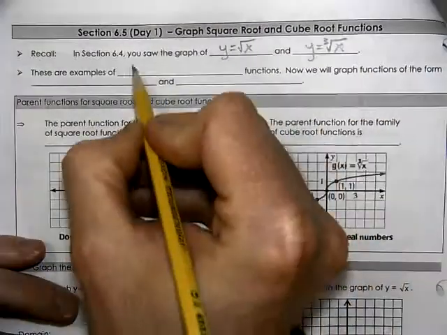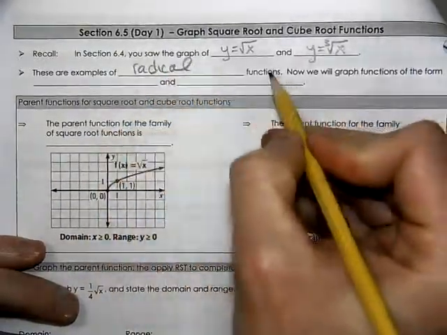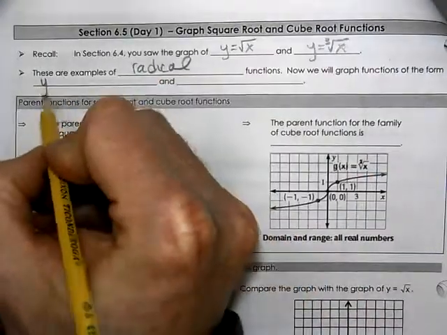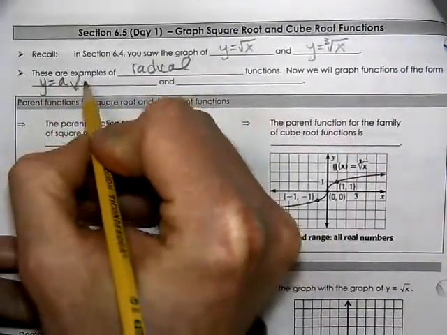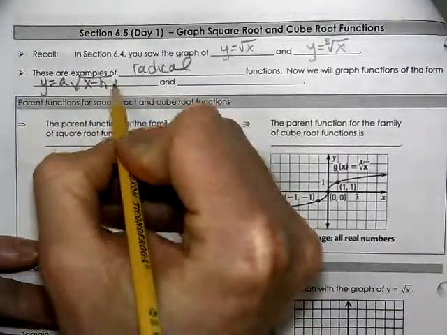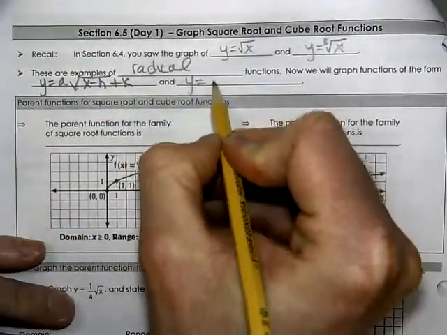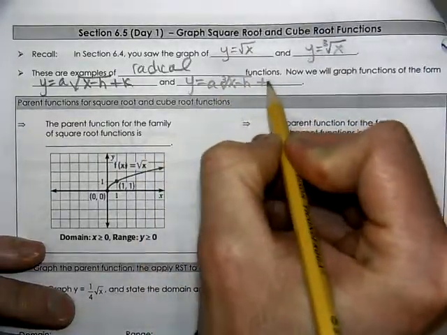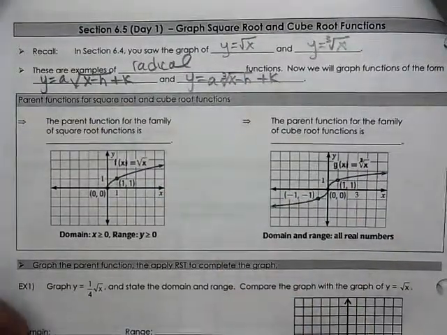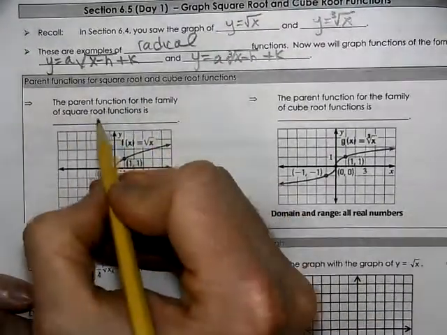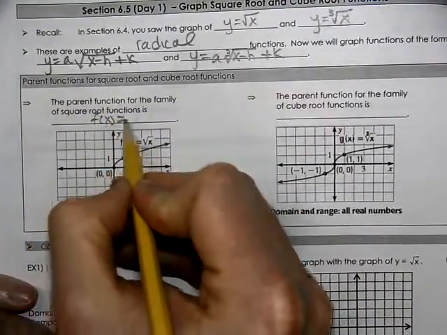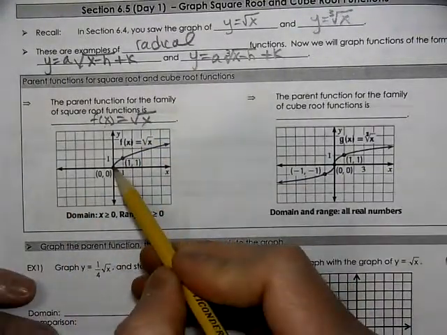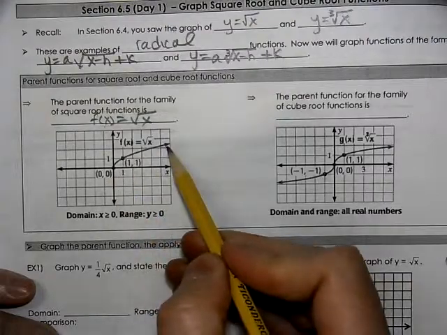Okay, these are examples of radical functions. Now we'll be graphing them in the form of y equals a times the square root of x minus h plus k, and also a times the cube root of x minus h plus k. When we look at these graphs, we have a parent function, which for the square root graph is just the square root of x. It has a specific form.